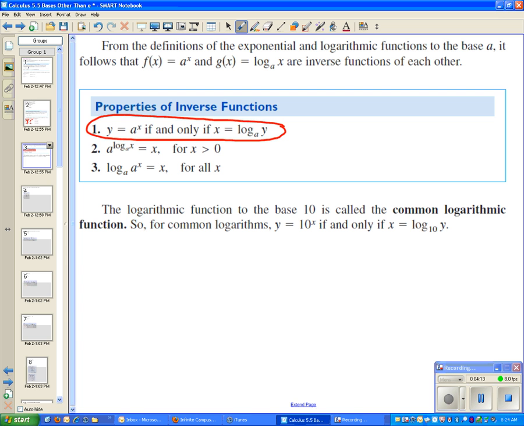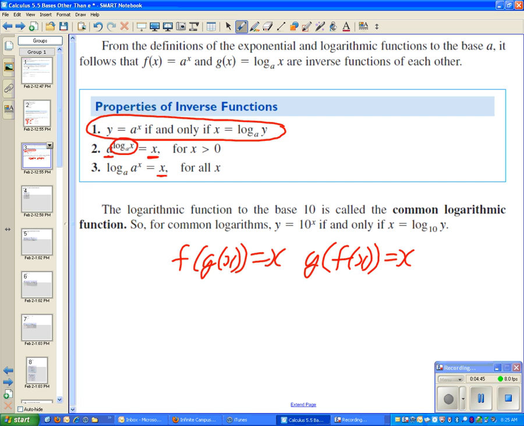And if they're inverse functions, that means that if you take a base of a and you raise it to the logarithm of x to the base of a, the a and the logarithm undo each other, giving you x. And if you have the logarithm of a to the x to the base of a, they undo each other, leaving you with x. Because remember our definition of inverse functions? f of g of x has to equal x, and g of f of x has to equal x. Well, that's what they're trying to point out to you.